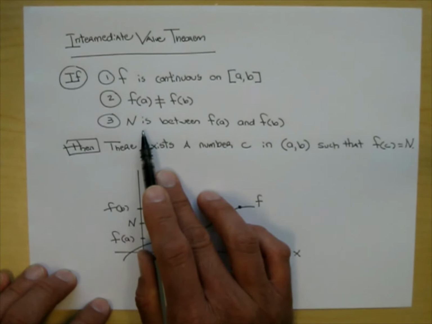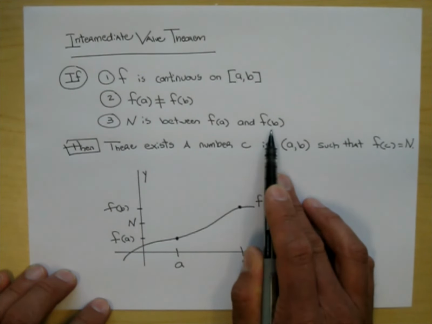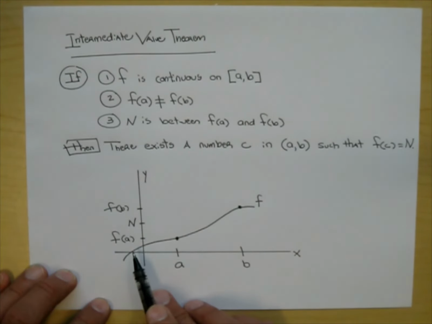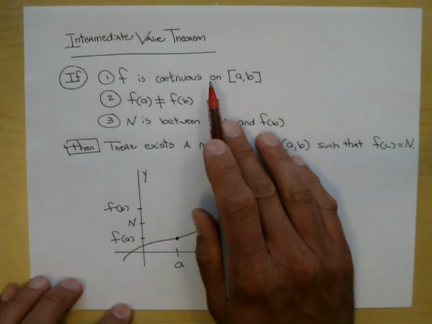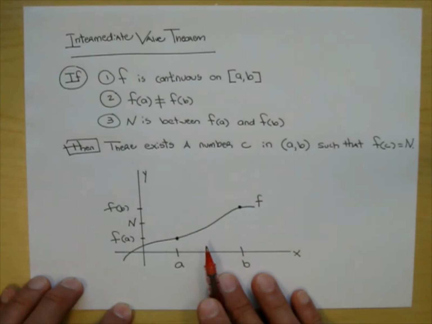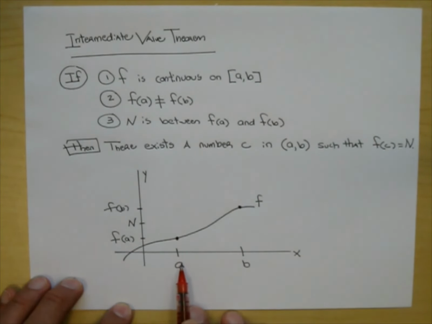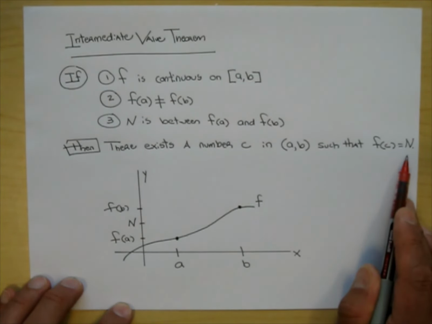N, they just call it n, it's a number between f of a and f of b. So we just put it on the y number line and we put it in between them somewhere. So here's what the intermediate value theorem says. If you've got a continuous graph where this is happening, there exists a number c between a and b such that f of c equals n.